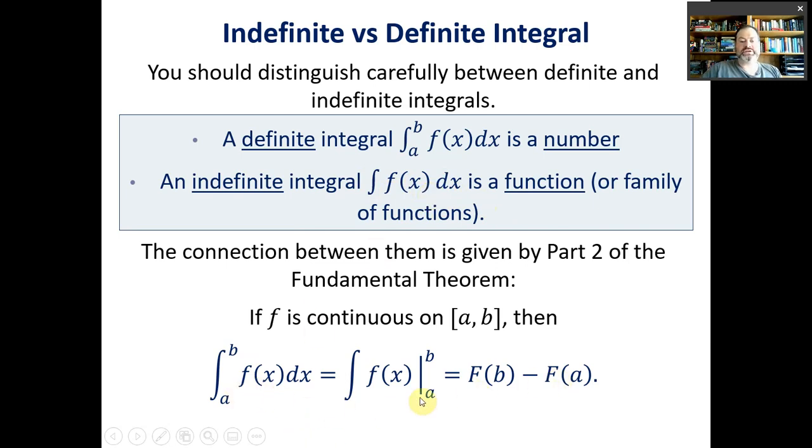And again, here's the connection. We're going to be using this notation here. The definite integral from a to b of f of x dx is the indefinite integral of f of x evaluated at b and a, which means the same thing as the antiderivative with b plugged in minus the antiderivative with a plugged in. So we're going to do all this stuff. This is basically what we're doing today.